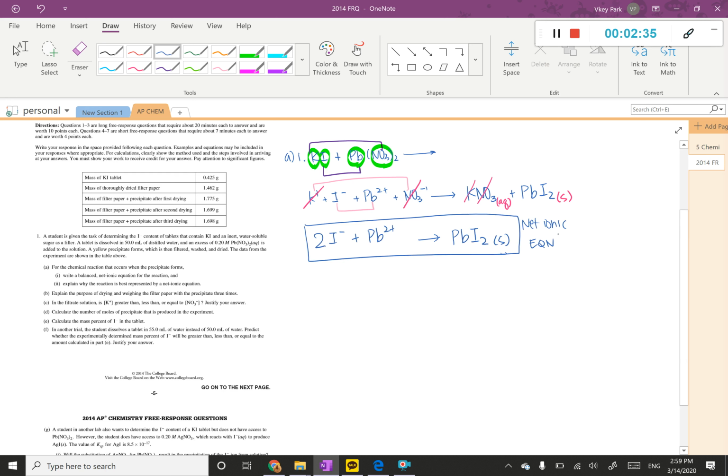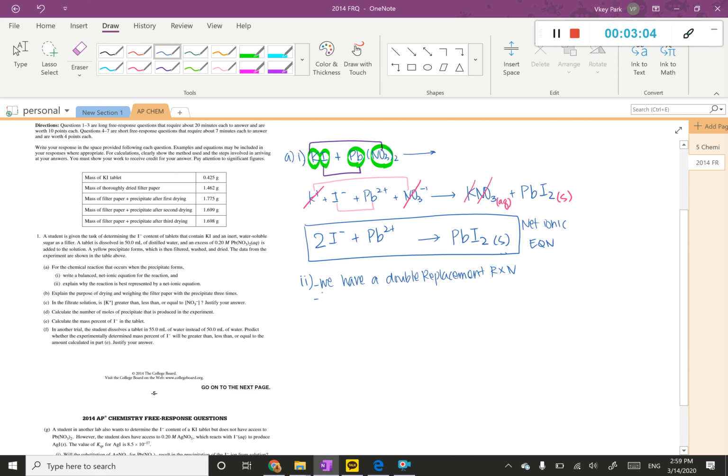Super easy, right? All right, let's continue and talk about number 2. It says, explain why the reaction is best represented by a net ionic equation. That's just because we have a double replacement reaction. I'm going to do bullet points for the sake of time.